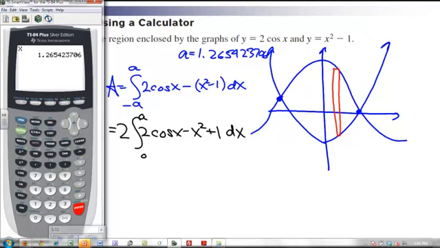We recognize that these curves are both symmetric about the y-axis. That this location, a, and this location, negative a, there's a symmetry about them. Another way of thinking of that symmetry is that this, let's do it in green, this green area between the curves, and this red area between the curves.